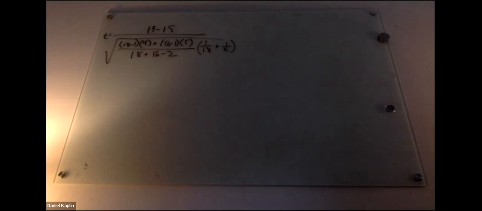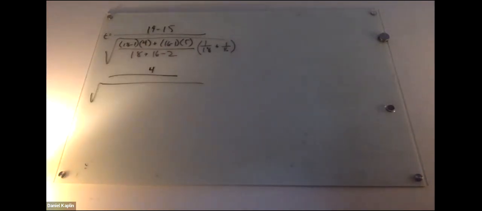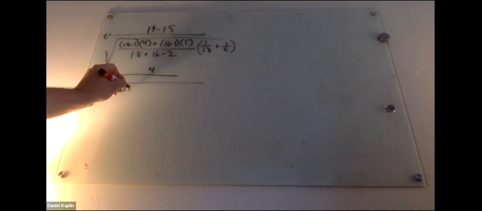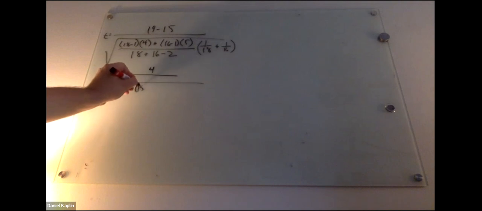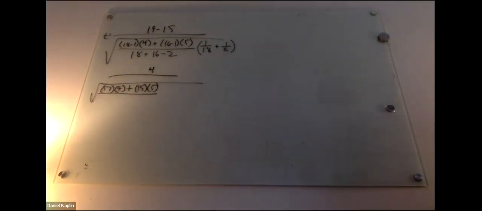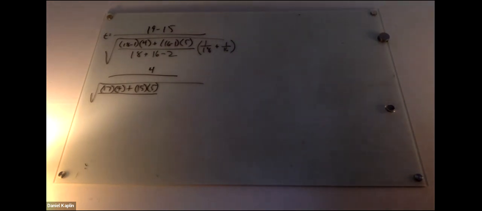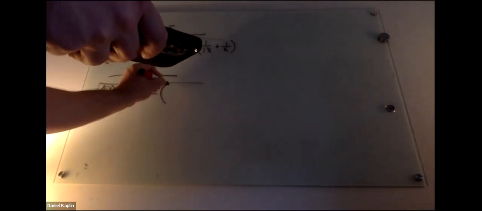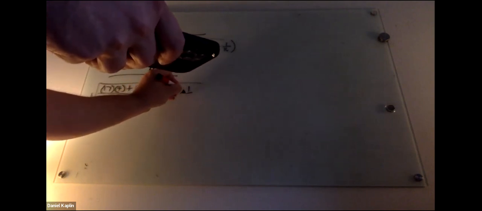19 minus 15 gives us 4, right? So our numerator is going to be 4 divided by the square root of 17 times 4 plus 15 times 5, divided by, let's do this, 18 plus 16 equals 34, minus 2 gives us 32, right? So 32 times 1/18 plus 1/16.